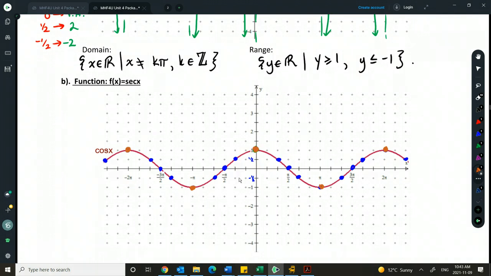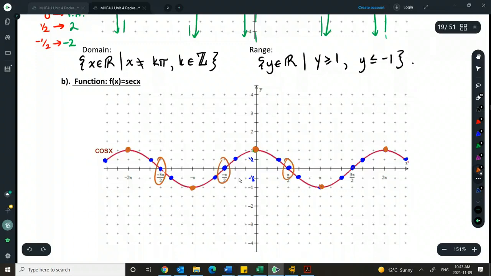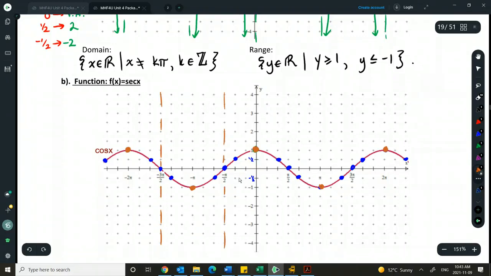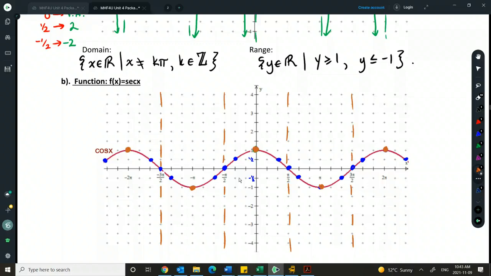Zeros become asymptotes. So any x-intercepts that you see, we're going to draw asymptotes, vertical asymptotes along there. Okay, so it's happening at all the x-intercepts. They become vertical asymptotes for the new function. And then all those halves and negative halves that you marked off, those become 2s and negative 2s. So just make sure you keep them in line with where they are now, because the x's will stay the same.